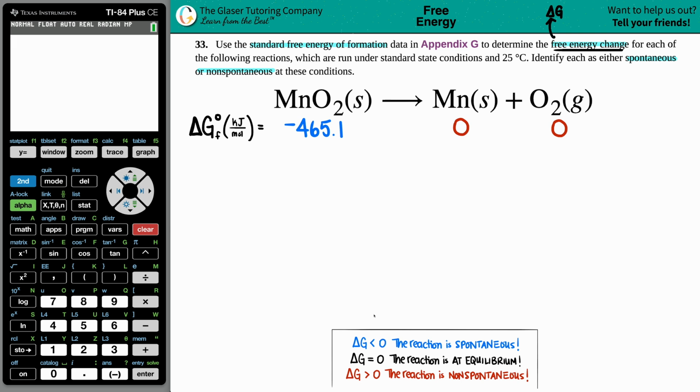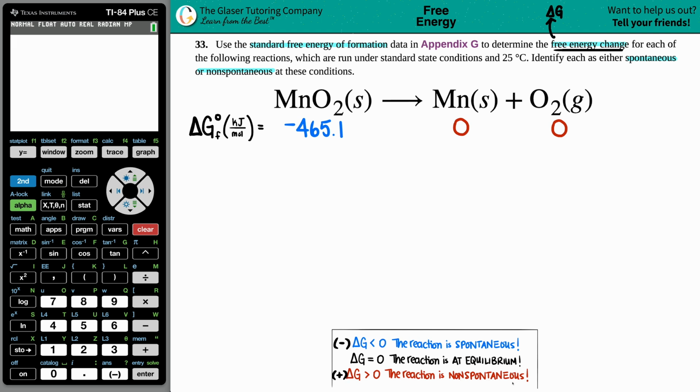Now, delta G will be able to tell us whether we're spontaneous, if we're basically producing the products without any external amount of energy needed, or non-spontaneous if we do need a little push, a little external energy to get us there. That's going to come down to whether our delta G is a negative or a positive value. Negative delta Gs, or delta Gs that are less than 0, the reaction is spontaneous.